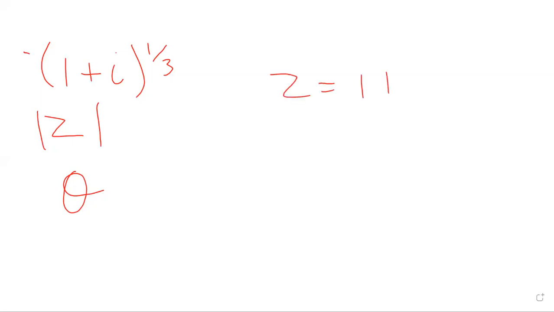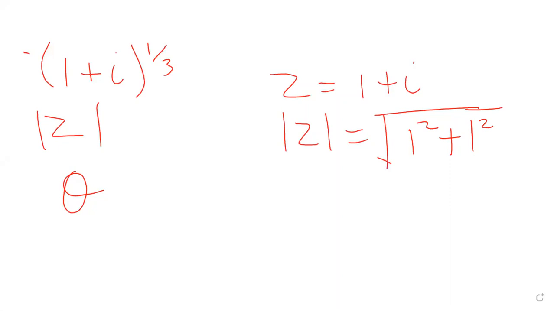So let's try and solve it for this question. Let's say z is equal to 1 plus i. So we have the modulus of z is the square root of 1 squared plus 1 squared, which is obviously the square root of 2. So now we want to know our argument.